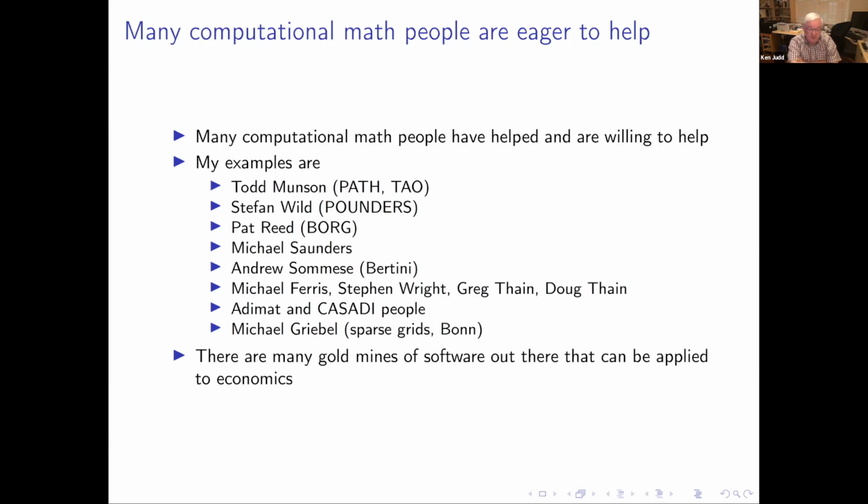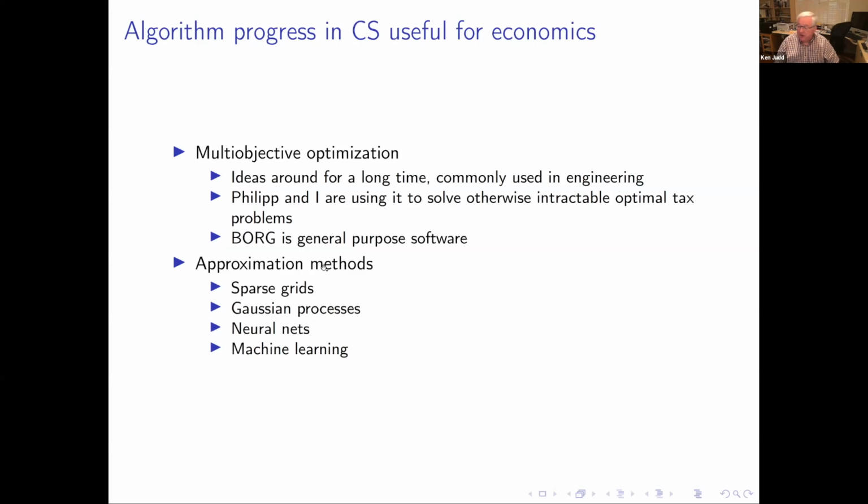Now you've heard me talk about Todd Munson, and he was the author of Path, which is the best CGE solver around. Stefan Wild, Pounders, Pat Reed, I mentioned about Borg. Now, Michael Saunders, I mentioned, helped me with the optimal tax paper.